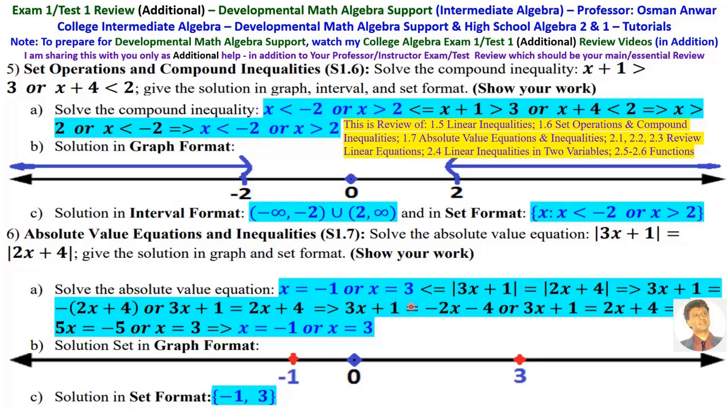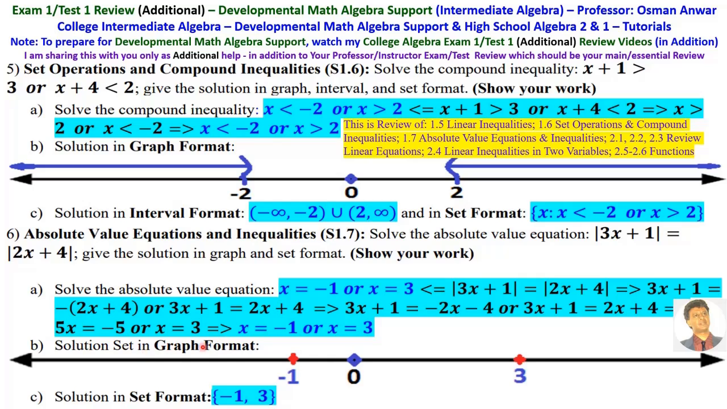Solve this simultaneously. 3x plus 1 equal to minus 2x minus 4, or 3x plus 1 equal to 2x plus 4. So this becomes, the first equation is 5x equals minus 5, and the second one is x equals 3. Divide the first one by 5, then x is equal to minus 1 or x is 3.